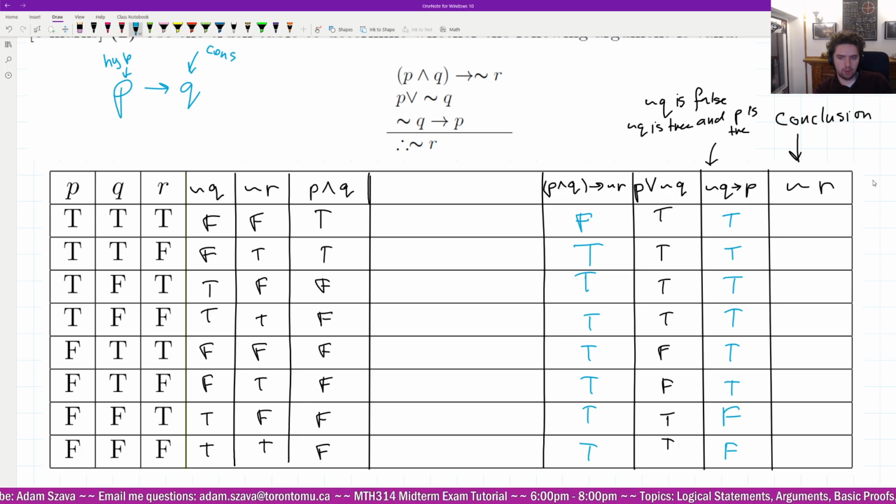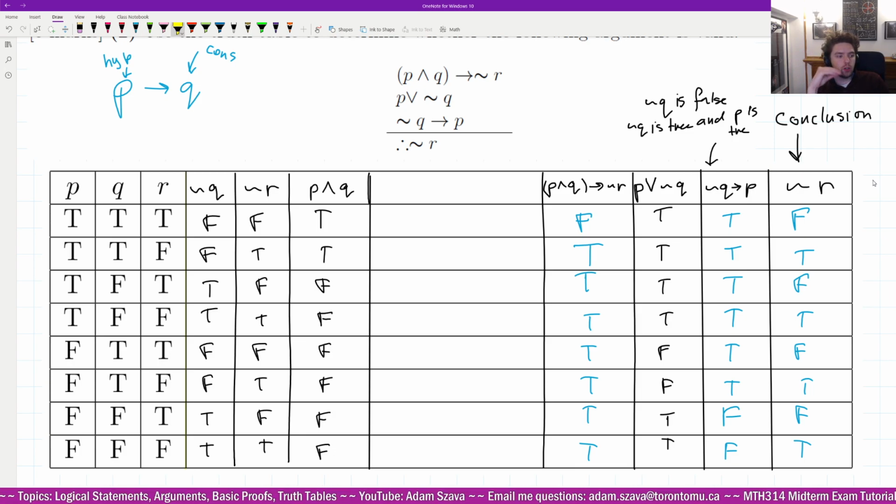So there we go. Now we filled everything in. And I on purpose repeated not R, because you just want to put that at the end. Again, the order doesn't actually make any difference as long as your final step is right. But it just makes your life a lot easier if you keep organized. So now we have everything written. Now we just want to look at the critical rows.